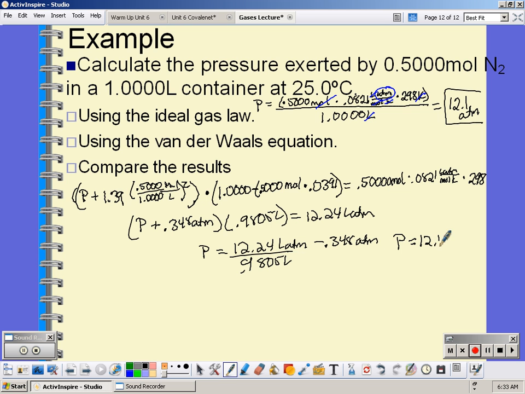So we're going to compare the results. In this case, the ideal gas law is very similar to our van der Waals equation. Why would that be similar? That's because we are at a low pressure and a high temperature.